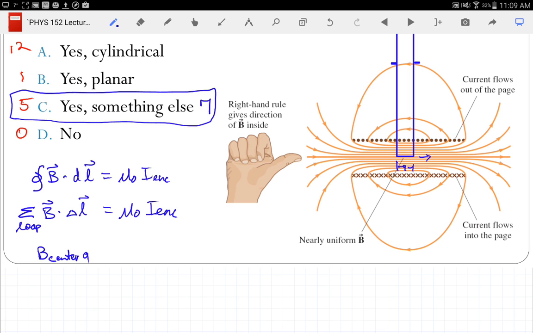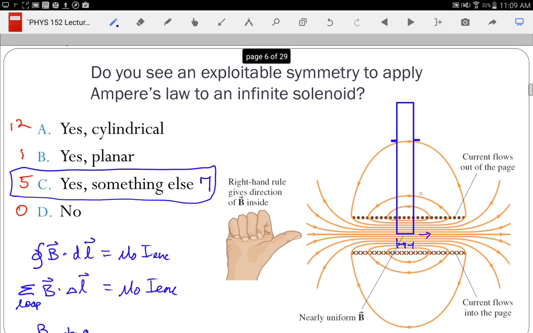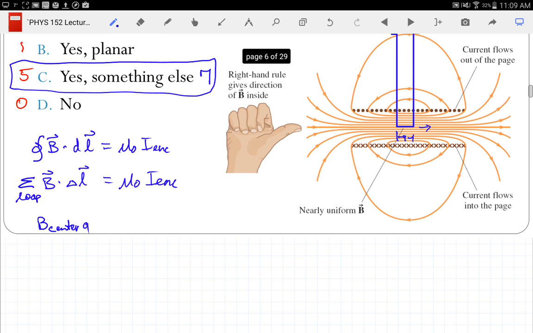That's what I get for B times the parallel length for the center part. Going up the side, how much of the magnetic field is parallel to the side? None of it. It's perpendicular. So since B is perpendicular to L on the side, I'm going to have plus 0, because B side is perpendicular to delta L for the side.